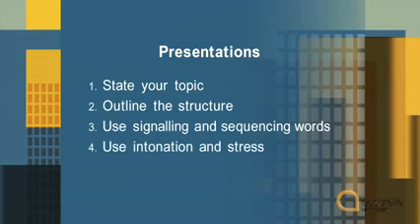pay attention to intonation and stress, use descriptive words and adjectives, not just numbers. And in conclusion, that's all today on the Business of English.